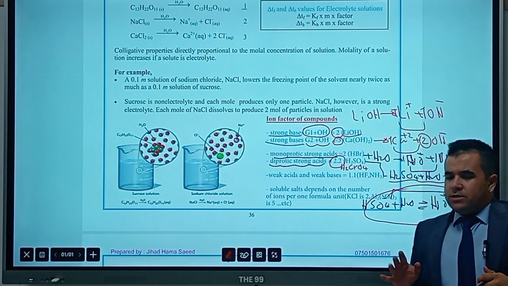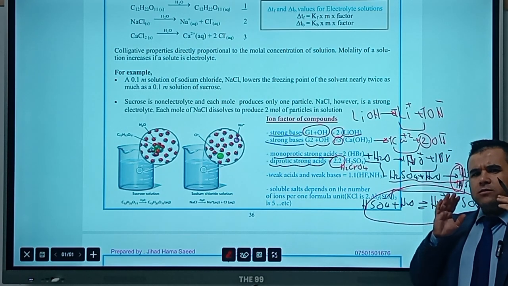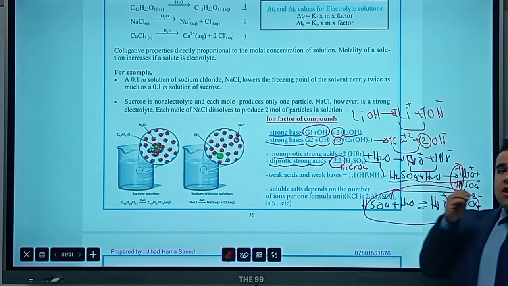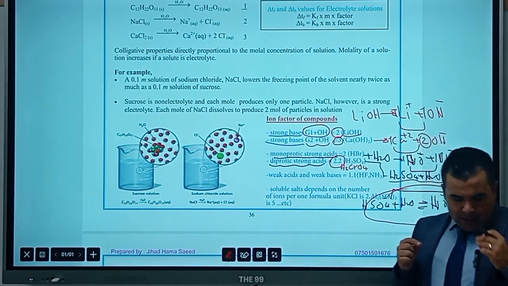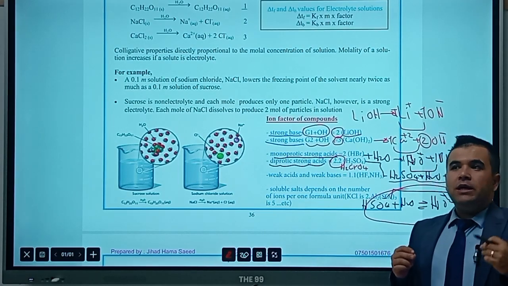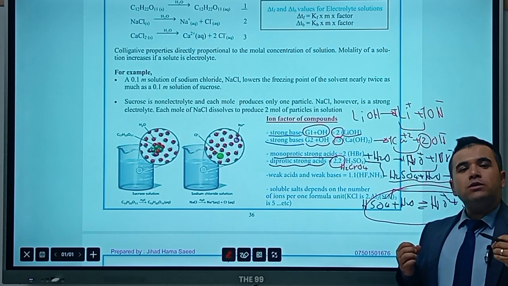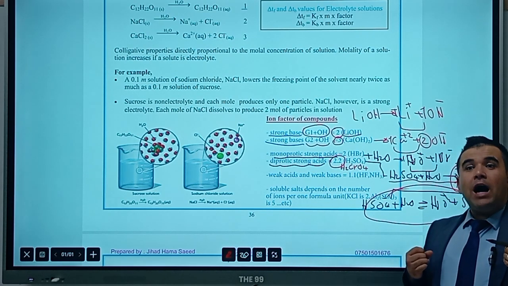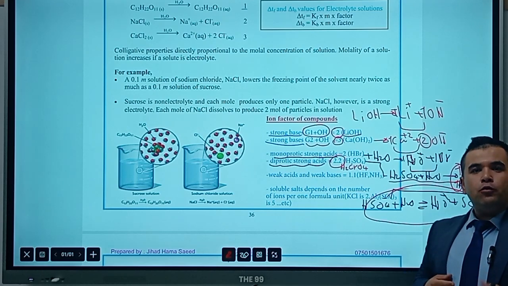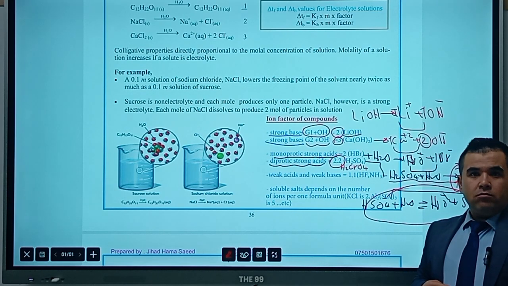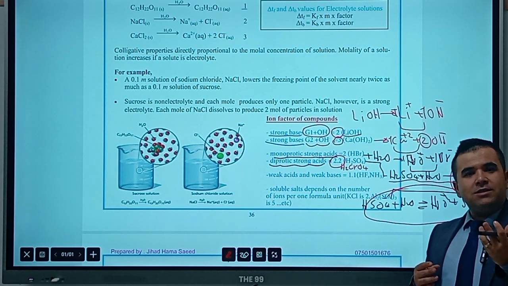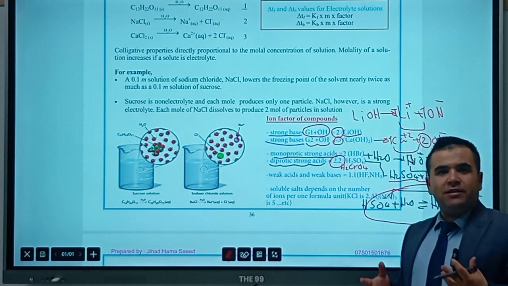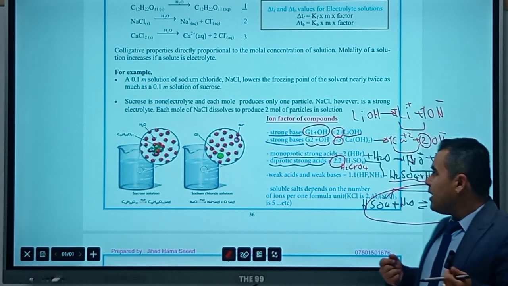For the weak acids and weak bases, guys, it doesn't matter whether it's monoprotic, diprotic, or triprotic, they partially ionize. As they partially ionize, we cannot say one formula unit will ionize or dissociate completely to form the ions. Unlike the strongs, most of the weak acids and weak bases stay as non-ionized or non-dissociated molecules or particles.